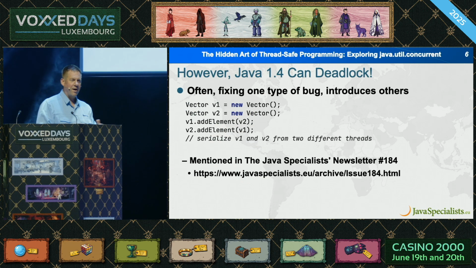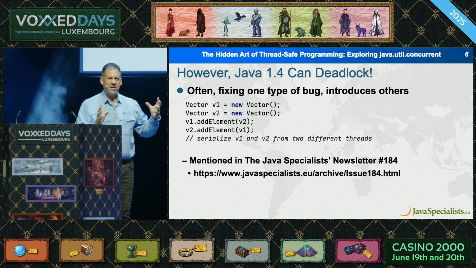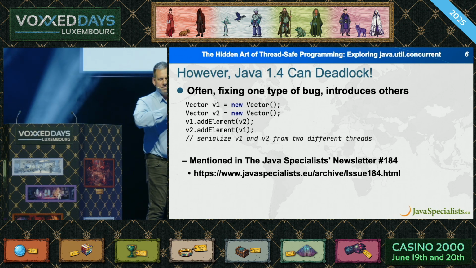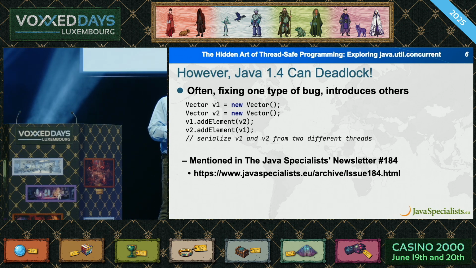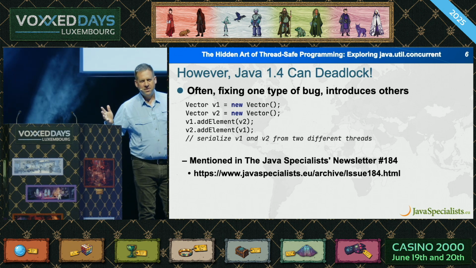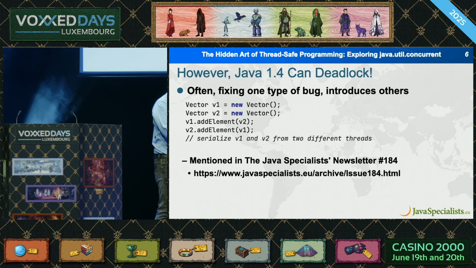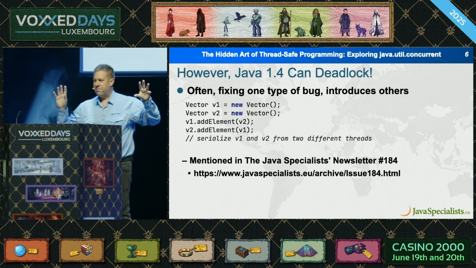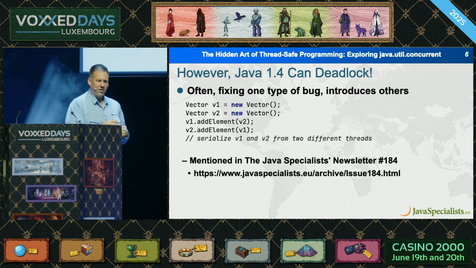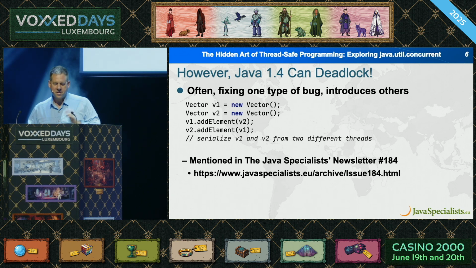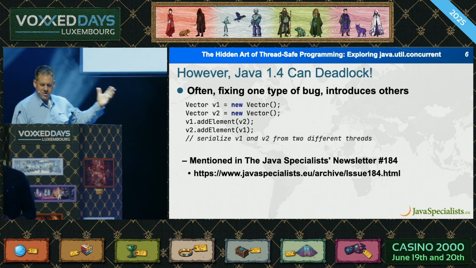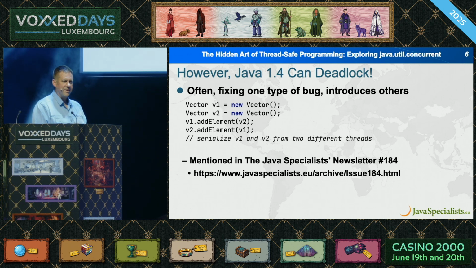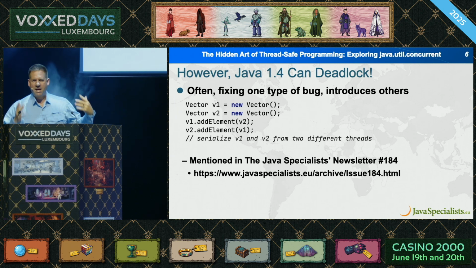So what could happen now, if you had a very strange, really weird data structure, you had a Vector 1 which contained Vector 2, and Vector 2 which contained Vector 1, and you wrote Vector 1 and Vector 2 from two different threads at the same time, you could cause a deadlock. And I noticed this a long time ago, in my newsletter issue 184, and I wrote about it, and I made a comment saying, this would obviously never happen. There's no way somebody would write such a crazy data structure.